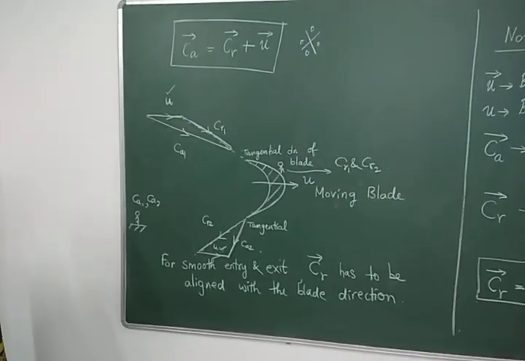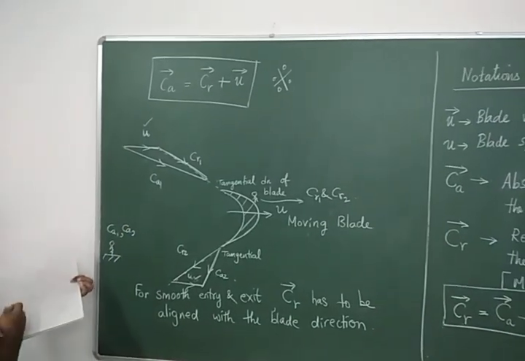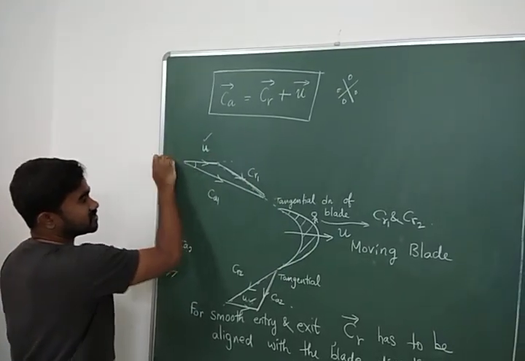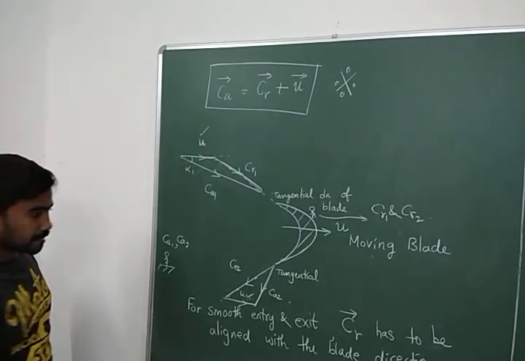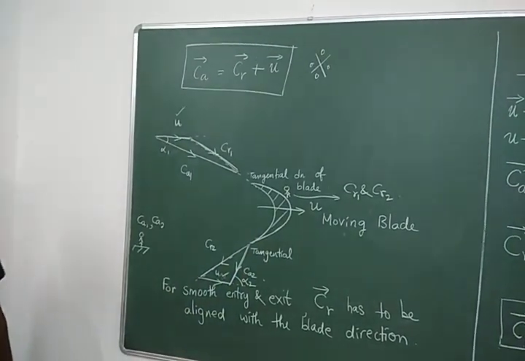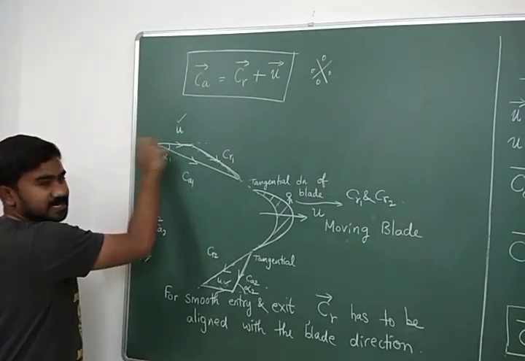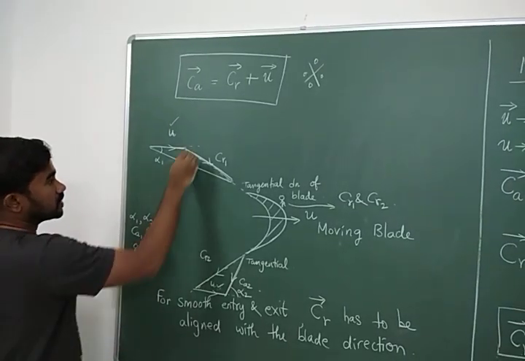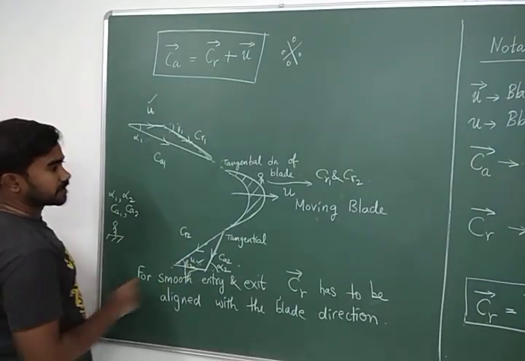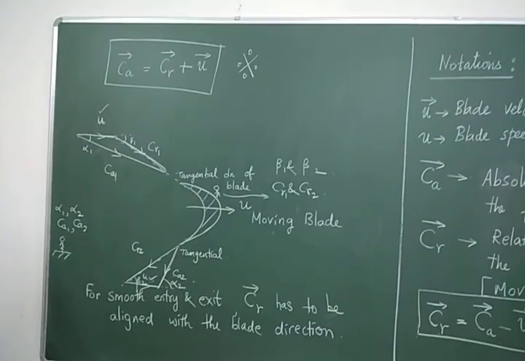Now we are going to define angles. The angle made by CA1 with the tangential direction, I call it alpha 1. The angle made by CA2 with the tangential direction, I call it alpha 2. So the absolute velocities make angles alpha 1 and alpha 2 with respect to the blade speed direction, that is the tangential direction. Now the relative velocity vectors make angles beta 1 and beta 2. Okay. So these angles are beta 1 and beta 2.